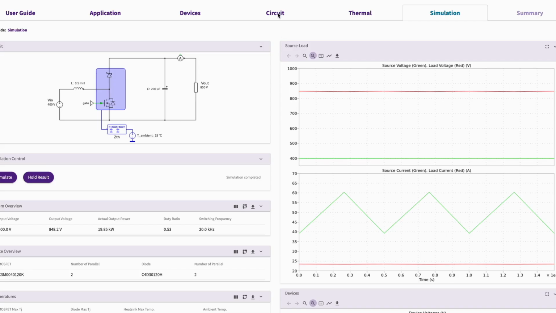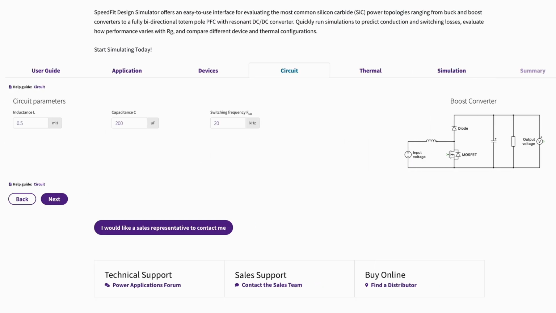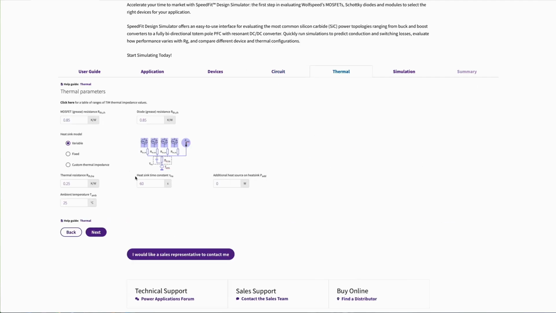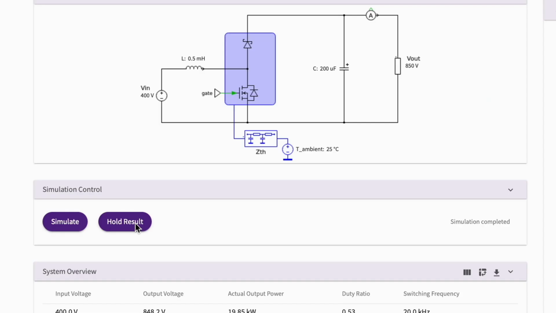Next, let's change the frequency higher. The 20 kHz is a typical frequency that silicon IGBT design would choose. However, with silicon carbide, we can easily up that frequency to much higher and still have efficient conversion. Here, I'm using 65 kHz. Keep everything the same, hold the result so we can save it for comparison and simulate again.